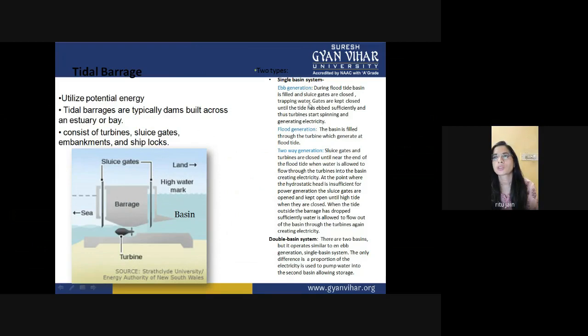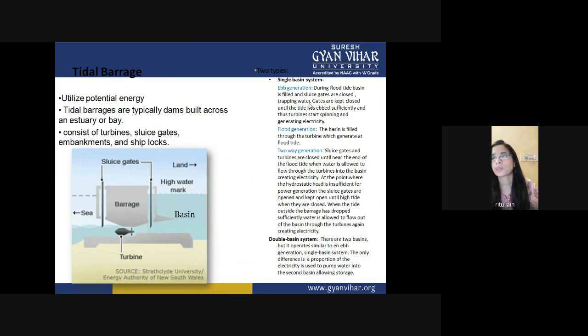In ebb generation, during flood tide the basin is filled and the sluice gates are closed, trapping water. The gates are kept closed until the tide has ebbed sufficiently, and then the turbines start spinning and generating electricity. In flood generation, the basin is filled through the turbine, which generates at flood tide. In two-way generation, the sluice gates and turbines are closed until near the end of the flood tide, when water is allowed to flow through the turbines into the basin, creating electricity.